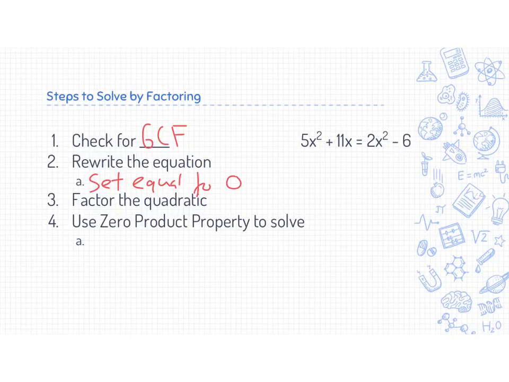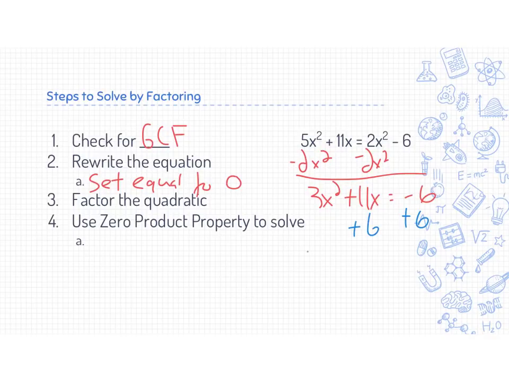So in this case here, I'm going to subtract a 2x squared, which gives me 3x squared plus 11x equals a negative 6. And then let's add 6. And there's no like terms over here, so we get 3x squared plus 11x plus 6 equals 0. So now it's set equal to 0. Double check, are there any GCFs there? There is no GCF between 3, 11, and 6, and x is not between all of them.